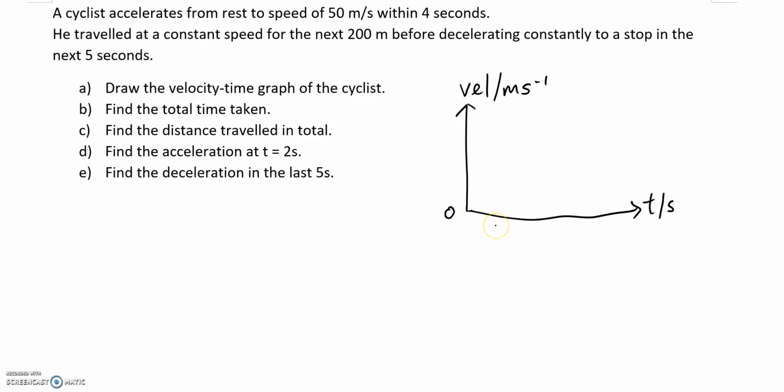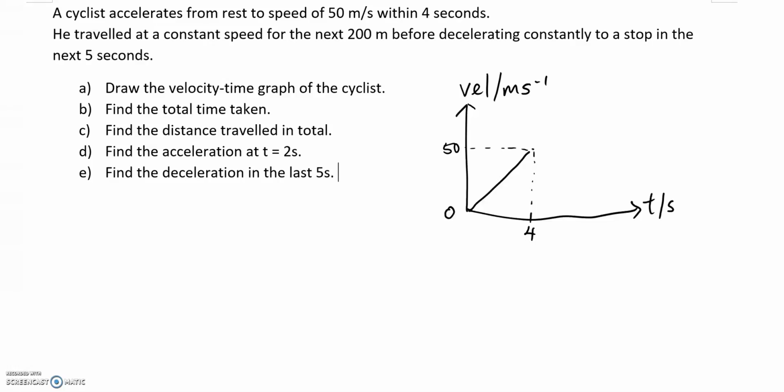So we understand that it's actually a constant acceleration. So 4 seconds, 50 meters per second. So you will have this portion. So this is the first one. For the next part, I will draw in red.